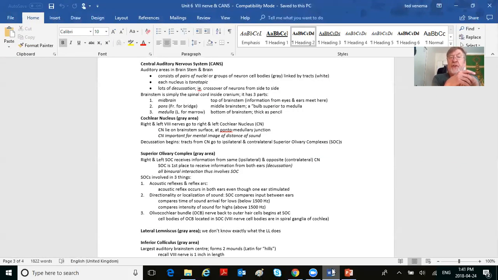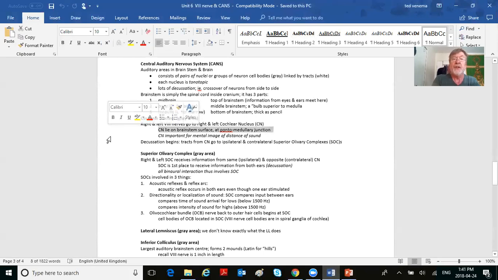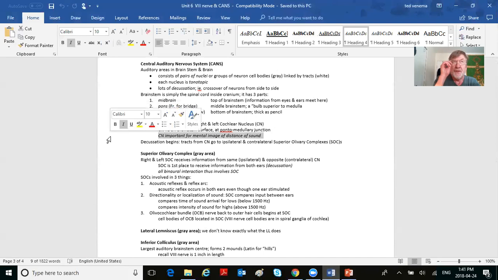Cochlear nucleus, first gray area. Right and left eighth nerves go to right and left cochlear nucleus. They lie on the brainstem surface at the pontomedullary junction. I'm just reading right here. The cochlear nucleus is important for mental image of the distance of sound. Think of an owl in a barn, hearing a mouse somewhere in the hay, getting sort of a mental idea of the distance of the sound.